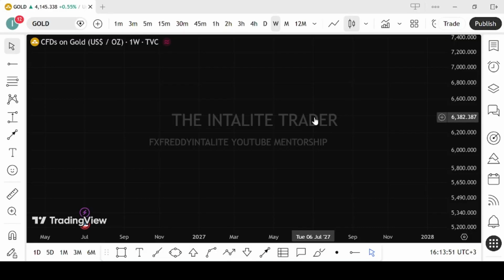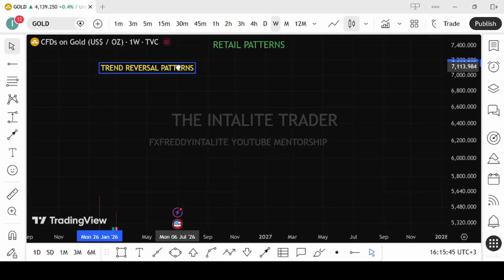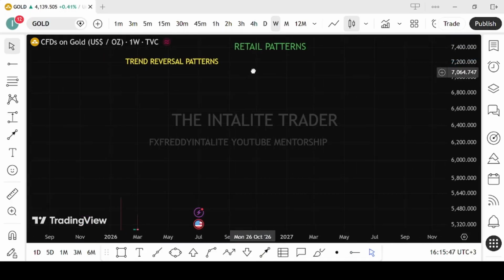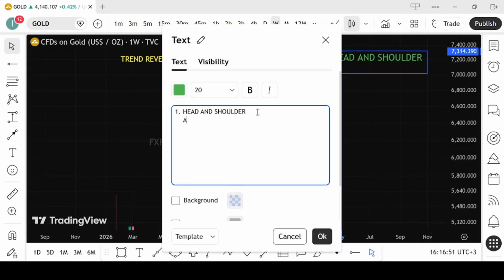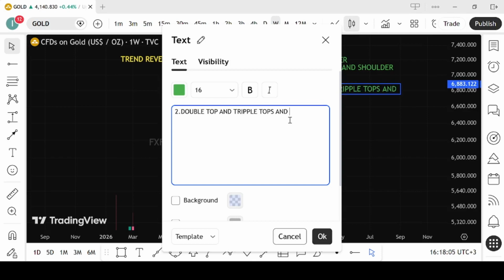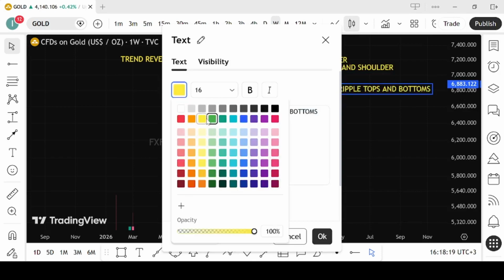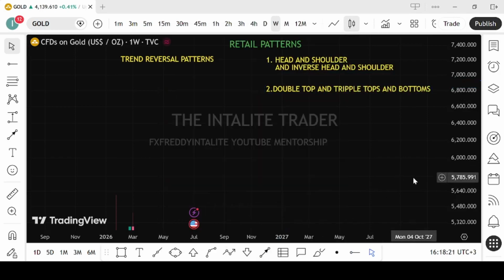Let's look at trend reversal patterns. They help you in predicting the reversal of the market: head and shoulder pattern and inverse head and shoulder, double top and the triple tops and bottoms. So these are trend reversal patterns. Majorly the market is going to make these before reversing.